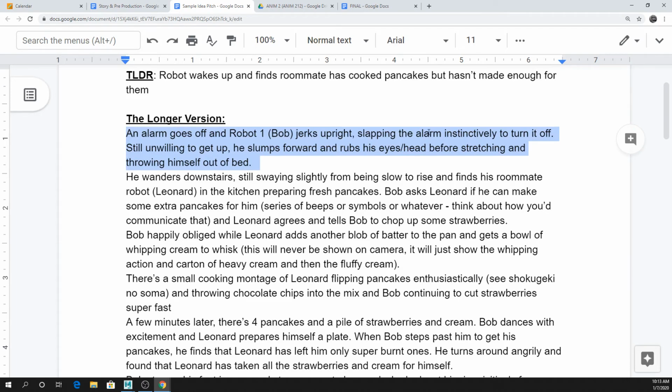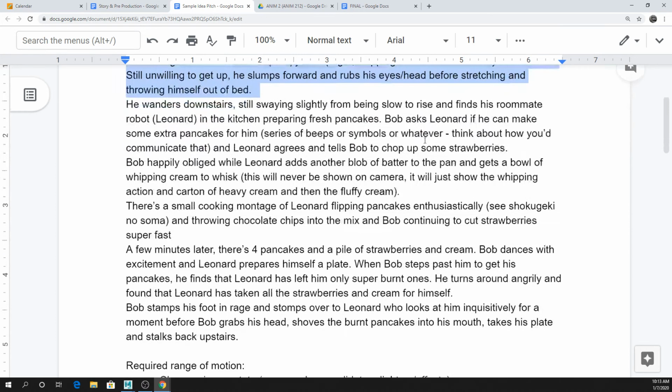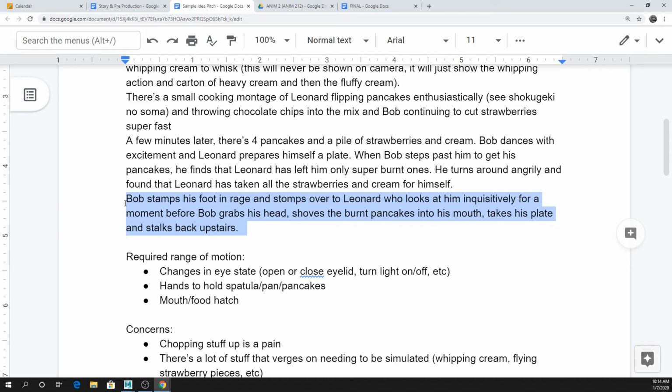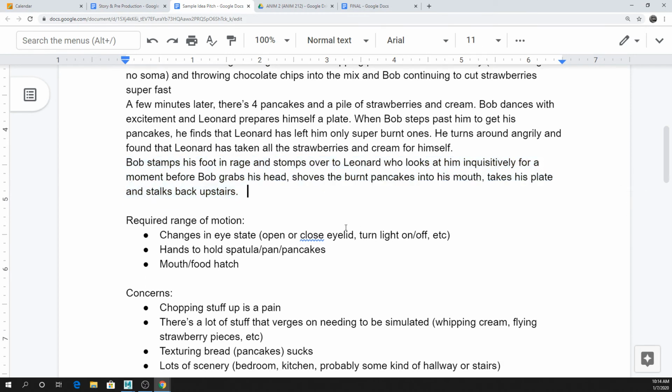So again, like the example before, from the alarm going off, him walking down the hallway, that kind of thing. I also go into detail about a cooking montage of the two robots flipping pancakes and throwing chocolate chips into the mix, being generally spazzy, etc. And then instead of saying the robot gives him burnt pancakes and he gets mad, saying Bob, the one robot, stamps his foot in rage and stomps over to Leonard, the other robot, who looks at him inquisitively for a moment before Bob grabs his head, shoves the burnt pancakes into his mouth, takes his plate, and stalks back upstairs.